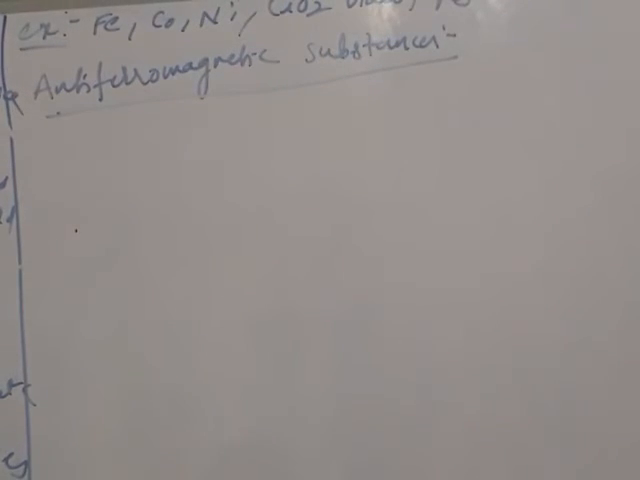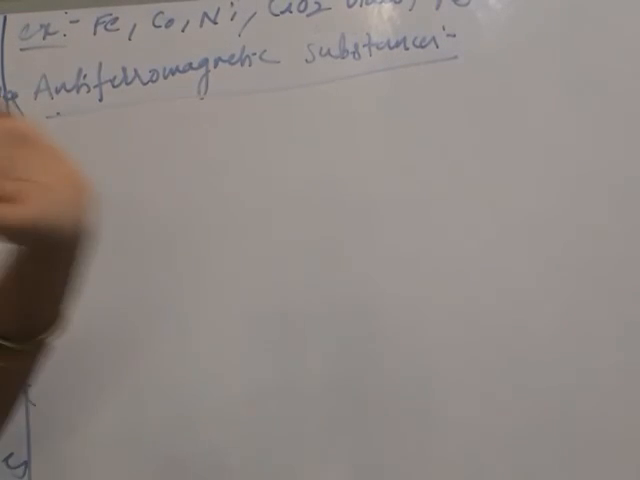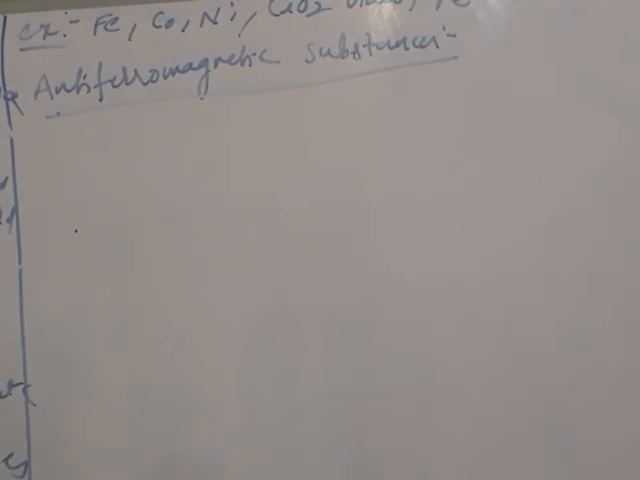Next, antiferromagnetic substances. So antiferromagnetic substances show zero magnetic moment. Okay, so the resultant magnetic moment becomes zero due to arrangement of unpaired electrons in such a way that the net magnetic moment is equal to zero. So unpaired electrons align themselves in such a way that the resultant magnetic moment is zero.